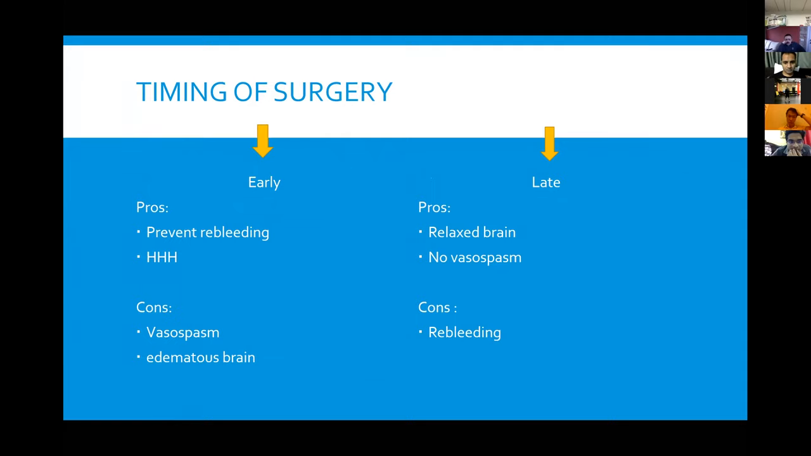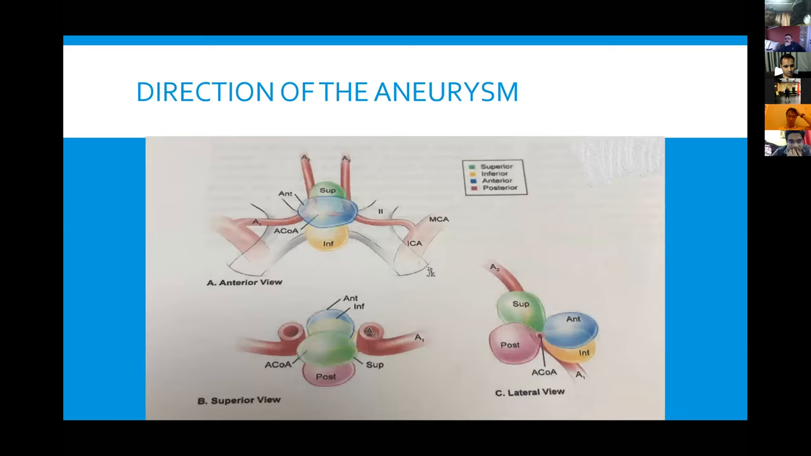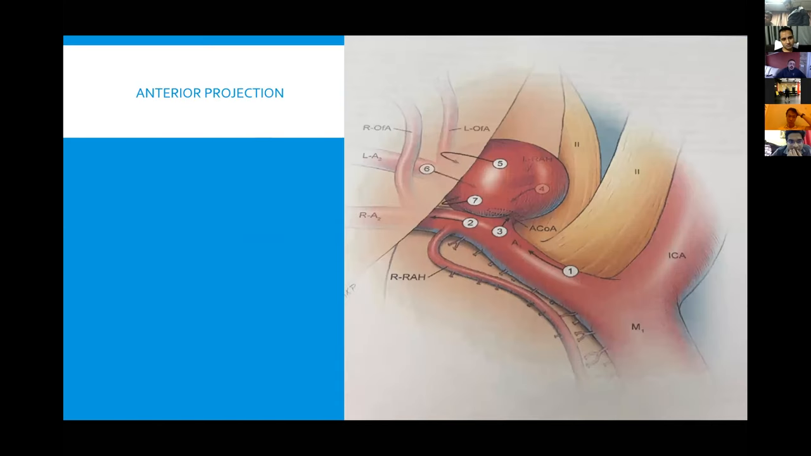About early surgery, the brain will be very edematous, but we will prevent vasospasm and rebleeding. The direction of an ACOM aneurysm may be superior, anterior, or inferior projection, and we will talk about each one. In dealing with an anterior projection aneurysm, the most important thing is to avoid excessive retraction on the frontal lobe to avoid premature bleeding.